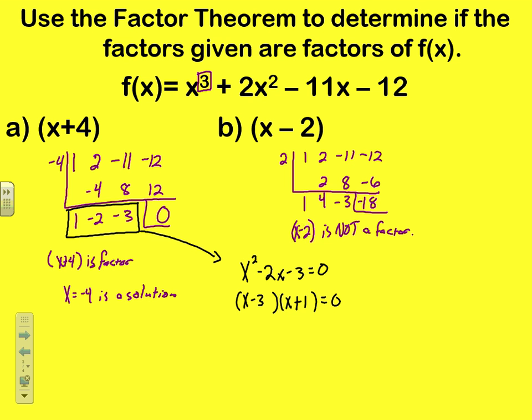So these 2 factors would make up the other 2 factors of the polynomial, meaning that we started off with x cubed plus 2x squared minus 11x minus 12. Well, that would be equivalent to saying x plus 4 times x minus 3 times x plus 1. So on the left, we have it in standard form, and on the right, we have the exact same thing in factored form.